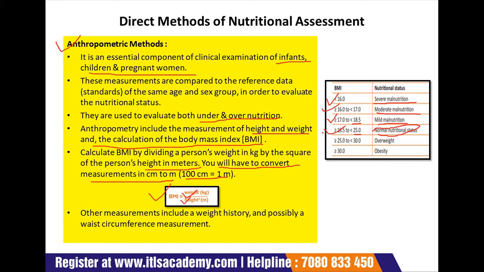So generally, you should take precautions so that your BMI stays in the range of 18.5 to 25. If the BMI is greater than 25 and less than 30, that means the person is overweight. And if the BMI is greater than 30, that means the person is obese.